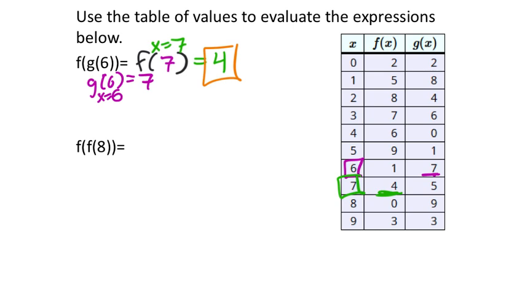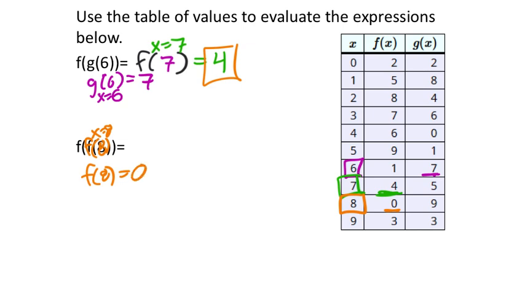The next one has function f twice, and that's okay. But again, let's just start with the first one. Let's start with f of 8 right there. So again, this tells us that x equals 8 for this first function, f of 8. I don't care about the second function right now. I'm just focusing on the one in the parentheses, f of 8. Well, it says 8 right there.